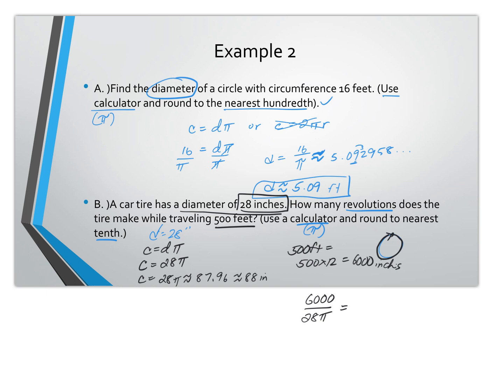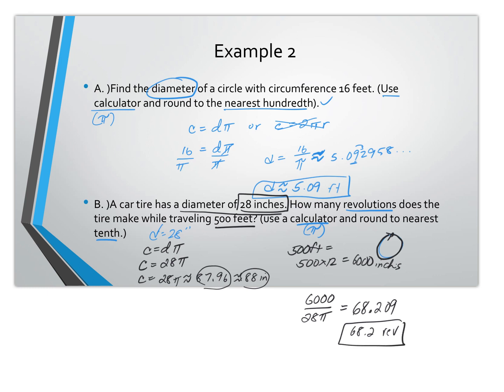So instead of floating around with a rounded number, I'm just going to do 6,000 divided by, in parentheses on the denominator, 28 times pi, and I'll get my answer. When I do the math, I'll get one long number, 68.209. That's the number of revolutions, and it says round to the nearest tenth, so it's going to be 68.2 revolutions.